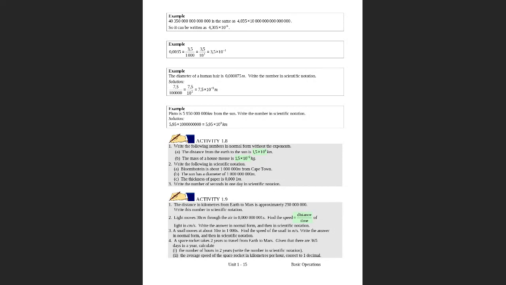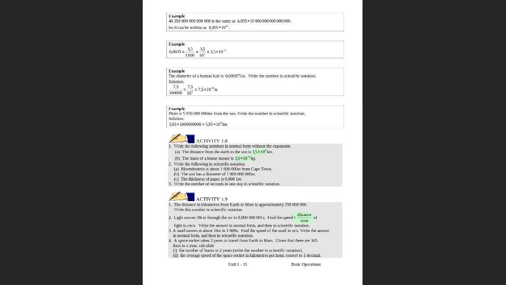The next one says that a space rocket takes 2 years to travel from Earth to Mars. Given that there are 365 days in a year, calculate the number of hours in 2 years. Yes, Jabulile, your hand is up. Okay, so let's continue.